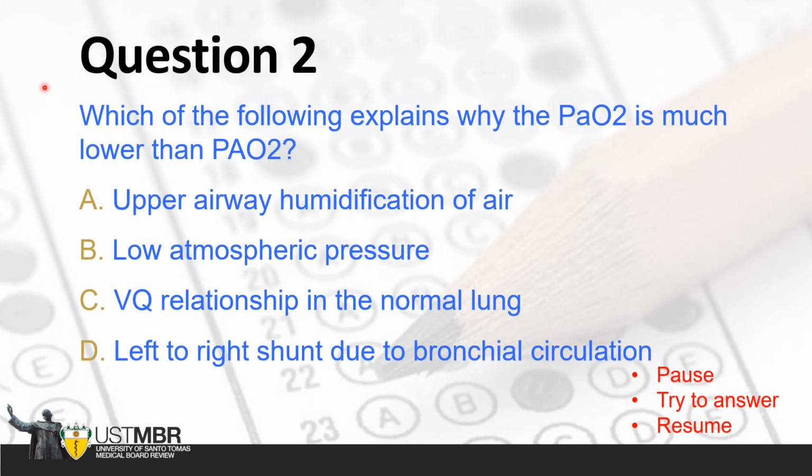Moving on to question number 2, which of the following explains why the arterial oxygen tension is much lower than the alveolar oxygen tension? A. Upper airway humidification of air. B. Low atmospheric pressure. C. V/Q relationship in the normal lung. And D. Left to right shunt due to bronchial circulation. Again, I'd like you to pause, try to answer, and then resume.